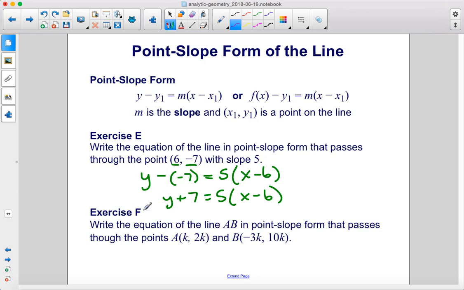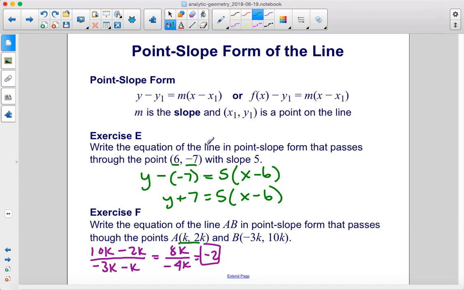All right, exercise F. Write the equation of the line AB in point slope form that passes through the points A and B, where A is k, 2k, and B is -3k, 10k. All right, first we need to figure out what the slope is. So we have 10k minus 2k over -3k minus k. So that is 8k over -4k, which is -2.